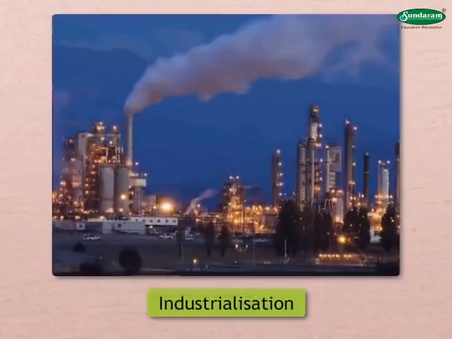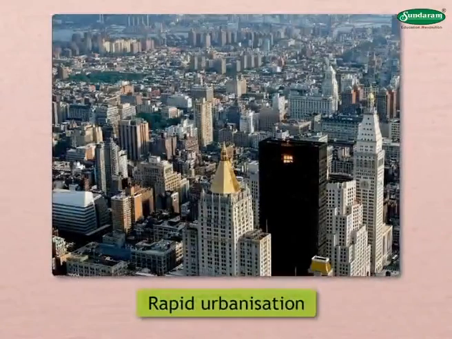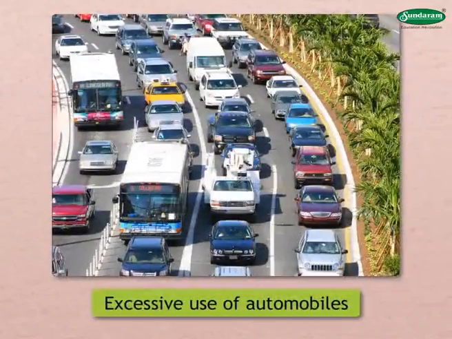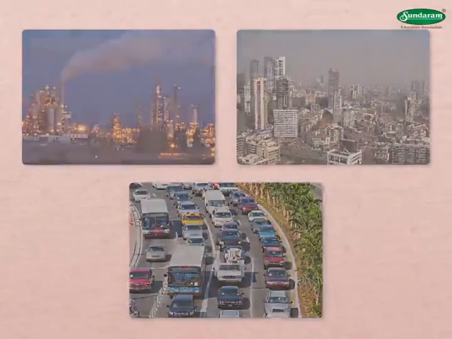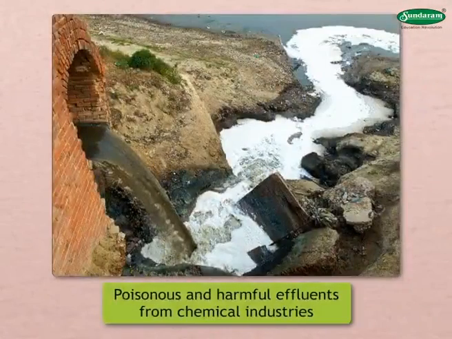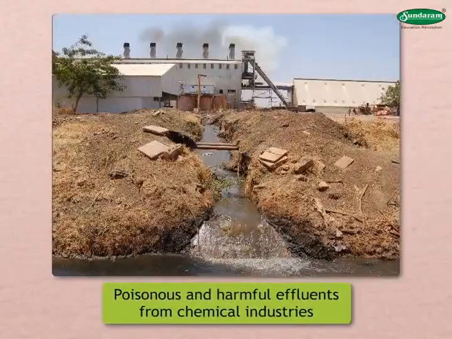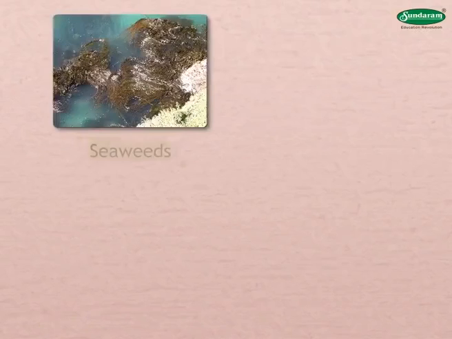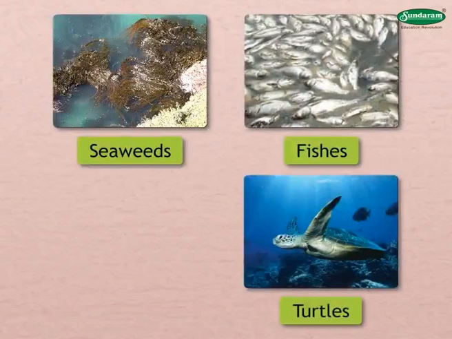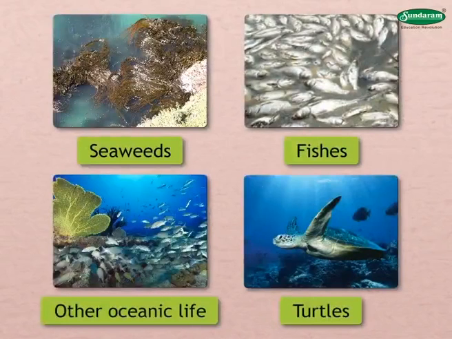Environmental issues. Industrialization, rapid urbanization, excessive use of automobiles, etc. have given rise to a number of environmental issues. Some of these are as follows. Water pollution. Poisonous and harmful effluents from chemical industries cause water pollution. Millions of tons of oil spill out from ships during accidents. This causes pollution of oceanic waters. As a result, seaweeds, fishes, turtles, and similar oceanic life gets destroyed.